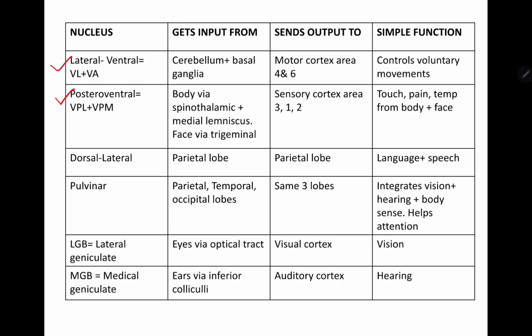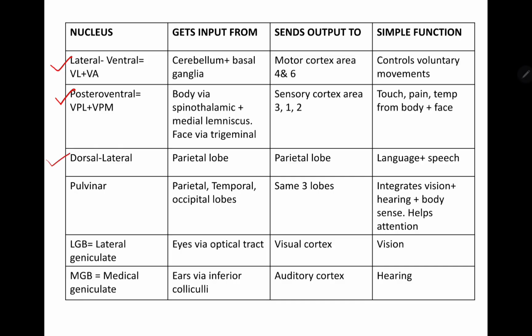Next is posteroventral, which is VPL and VPM. Now what is happening here? From where is it getting input? It is getting input from the body via spinothalamic and medial lemniscus, and from the face via trigeminal. It sends output to where? It sends output to sensory cortex areas 3, 1 and 2. Now the simple function here is touch, pain, temperature from body and face as well.